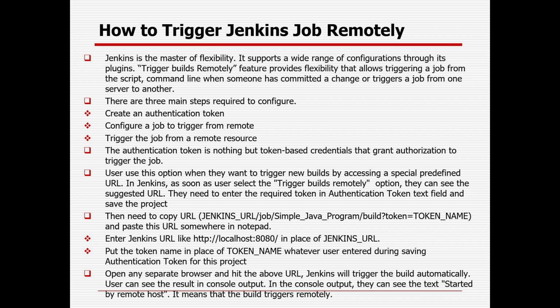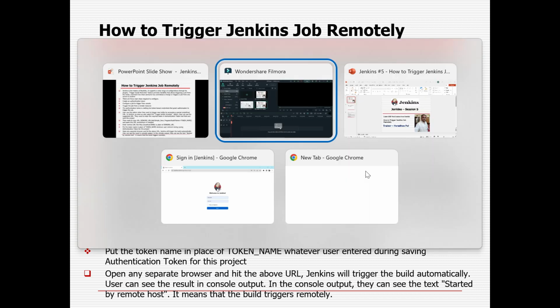There are primarily 3 steps required to configure it and then we can run it. First, you need to create an authentication token for that particular project and configure the job to trigger from remote. After that, you need to trigger the job from the remote resources. So what does the authentication token mean? An authentication token is nothing but a token-based credential which grants authorization to another user to trigger the job. So let's navigate to Jenkins.